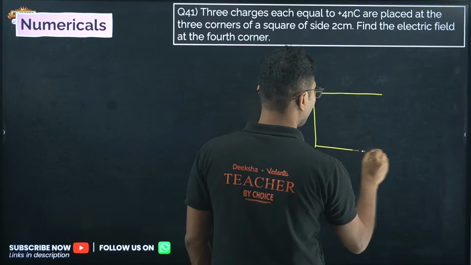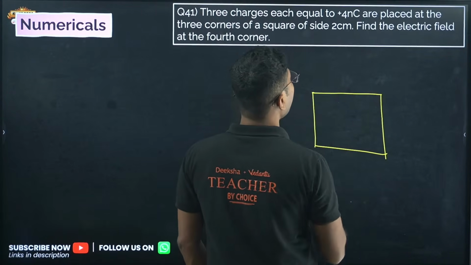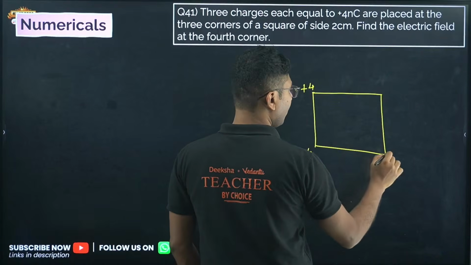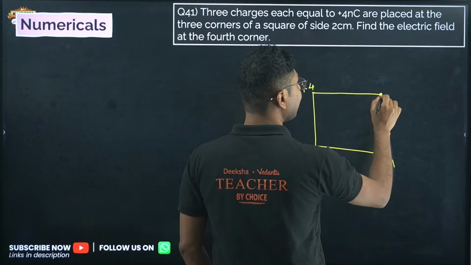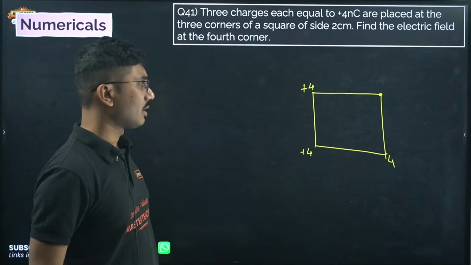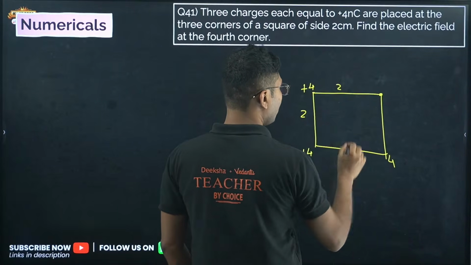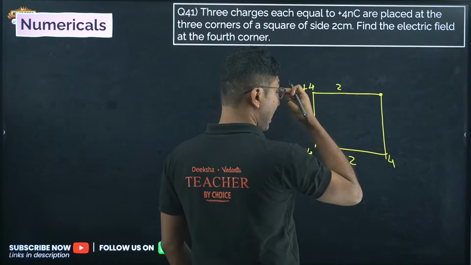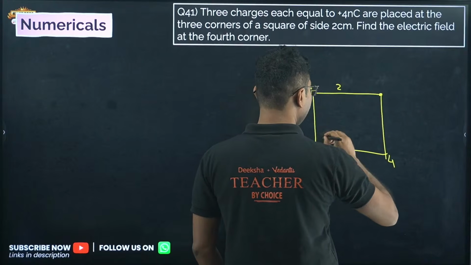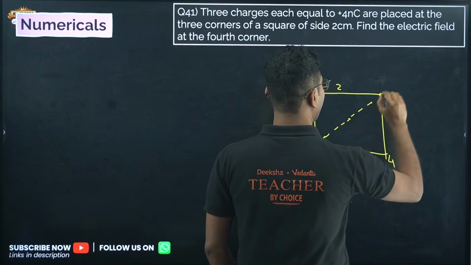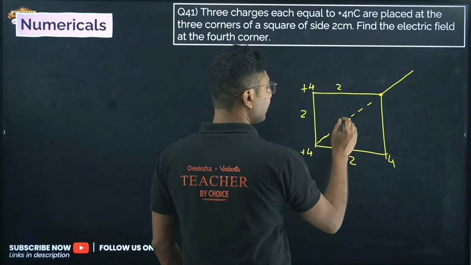So here we have a square. 4 nanocoulomb, 4 nanocoulomb, 4 nanocoulomb, and you are trying to find the electric field at this corner. All the distances are same, 2, 2, 2. Now I made one mistake in one of my similar questions. I solved one more similar question in my previous live, where I took this direction wrong.